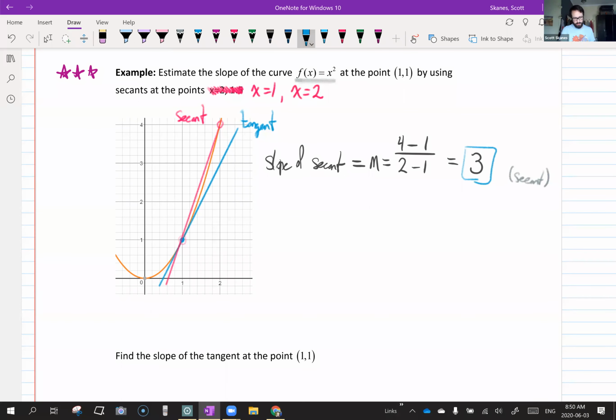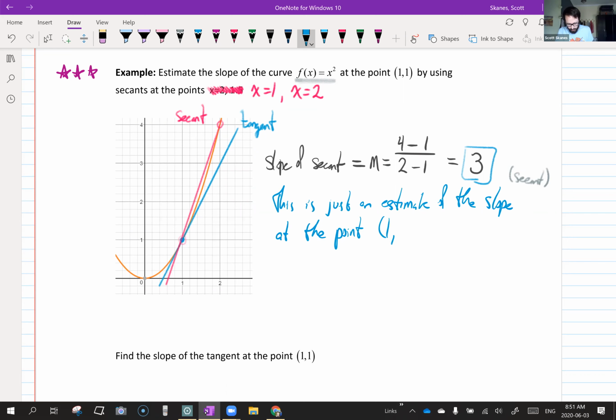So I'm going to actually write this out because it's extremely important that you understand what's going on. This is just an estimate of the slope at the point 1, 1. It's just an estimate of the slope at that point. It's not the tangent line, it's just our best guess.